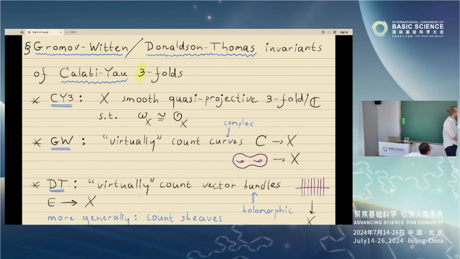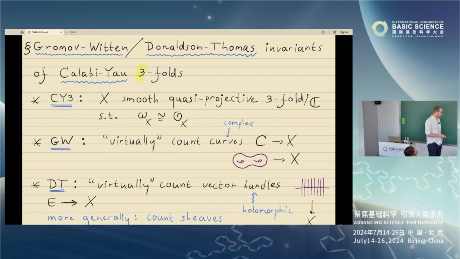So the enumerative geometry of Calabi-Yau threefolds is a very rich subject at the interface of mathematics and theoretical physics. More specifically, it involves studying Gromov-Witten and Donaldson-Thomas invariants. So in this talk, a Calabi-Yau threefold is a smooth quasi-projective threefold with trivial canonical bundle.